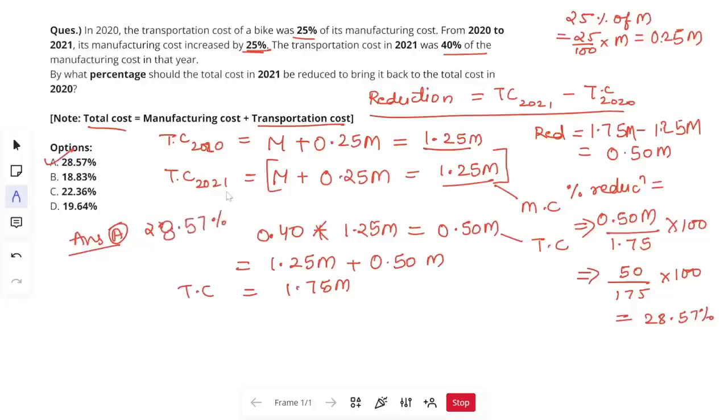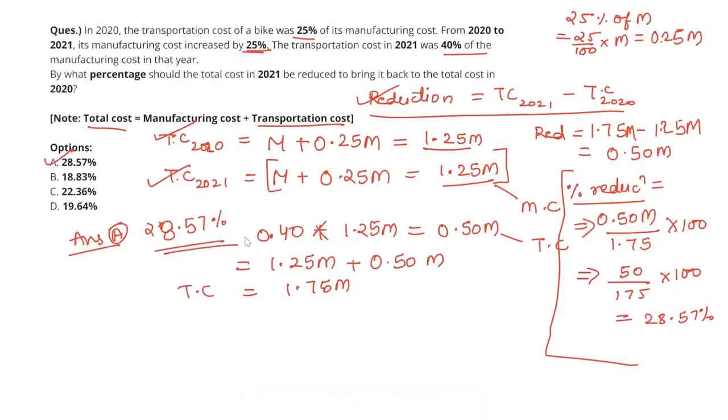See, it was easy, but the things were tricky. Basically, you need to find out initially the total cost in 2020 and the total cost in 2021. Once you have found the total cost, you need to find the reduction. Once the reduction is found, then you have to find the percentage reduction: the reduction value that you have got, and then the total cost that you have, into 100. In this way, the final answer can be deduced as 28.57%. Hope you have understood the logic. Moving on to the next question.